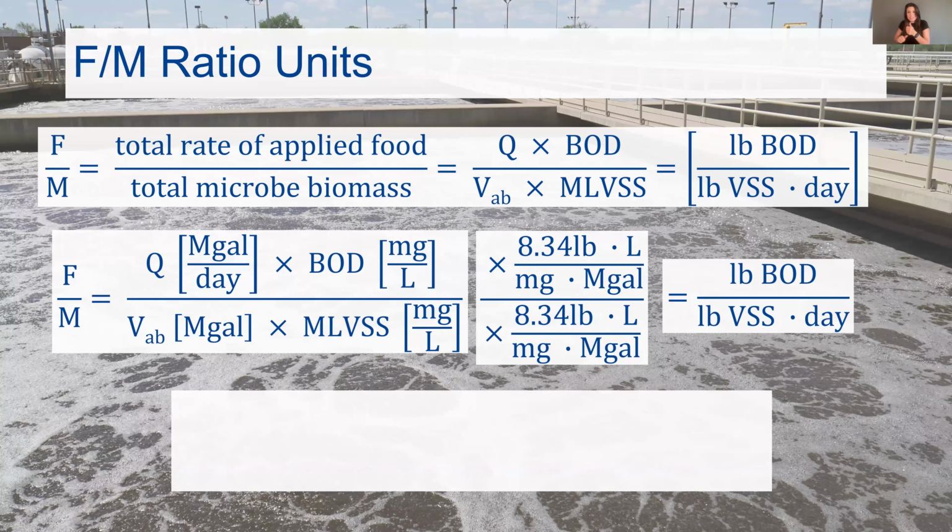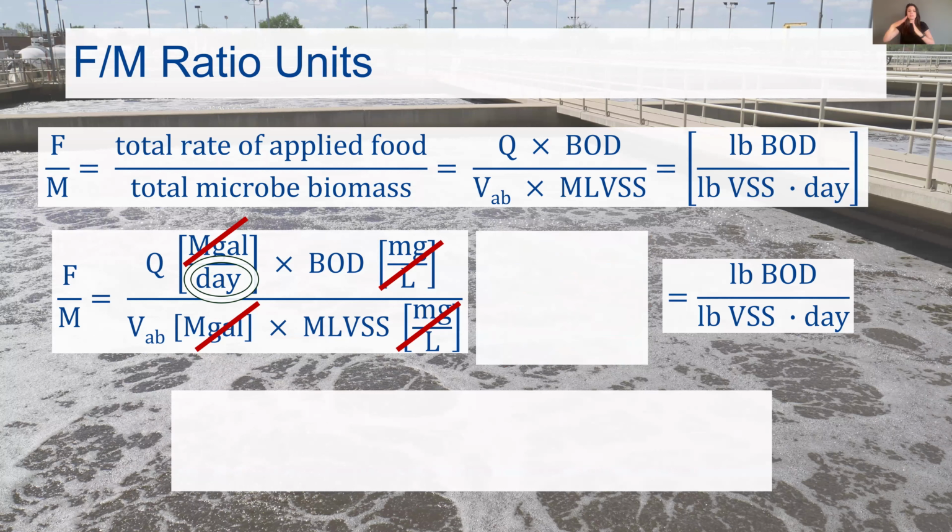If you applied that conversion factor, you can cancel out your millions of gallons, and your concentration cancels with the milligrams per liter in both of the conversion factors. The day is left over. Now, because the conversion factor is the same on top as on the bottom, you really don't even need it. And then the only thing left is day. Which is a lot of times why you might just represent it as F-to-M ratio per day.